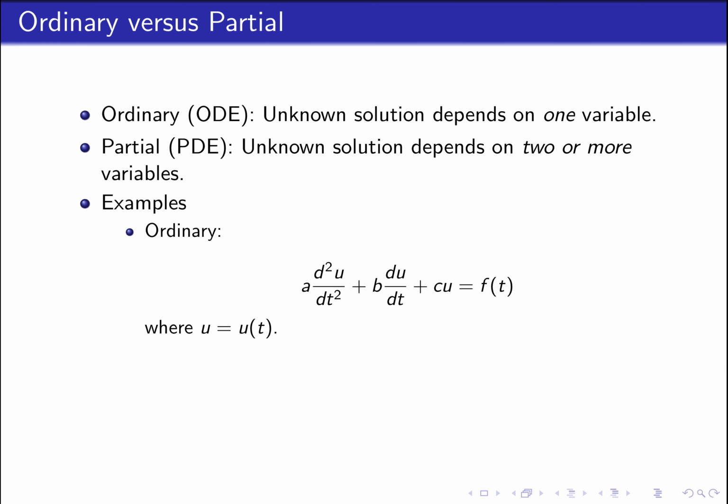Looking at the first example, we assume that u depends only on t because ordinary derivatives are used with respect to t. Note that the a, b, and c are known constants, and f of t is a known function. In the next example, we know that u depends on both x and y because partial derivatives are used to express the differential equation.